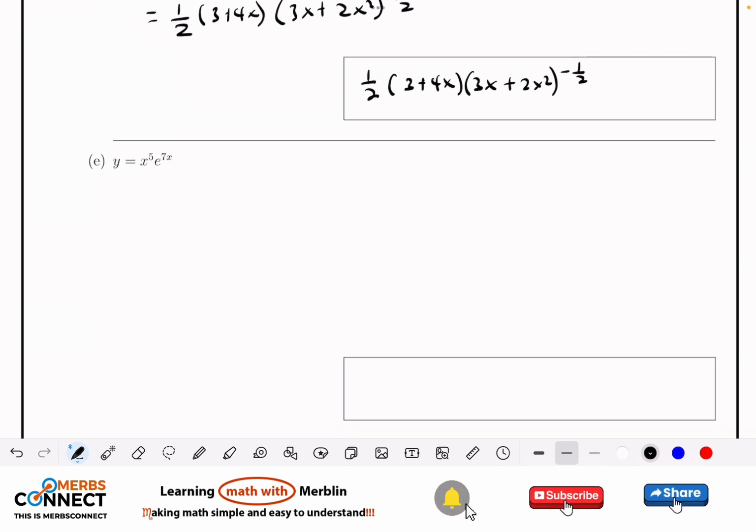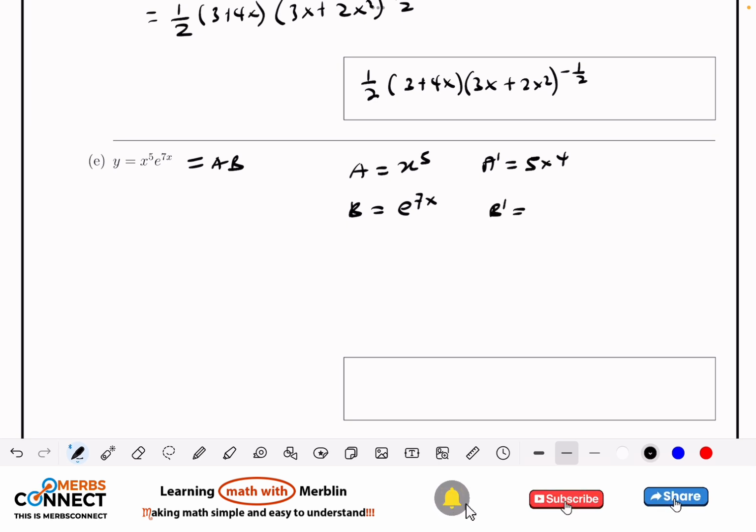Let's look at this one. This one too, we are using the product rule. So let's pick A, let's pick B. What is A? A is x to the power 5. B should be e to the power 7x. So what is A prime? A prime is going to be 5x to the power 4.